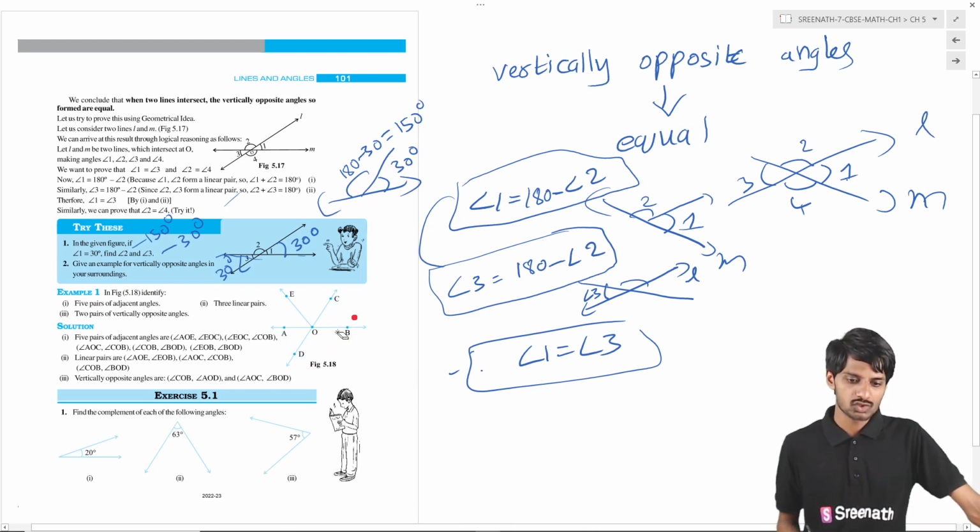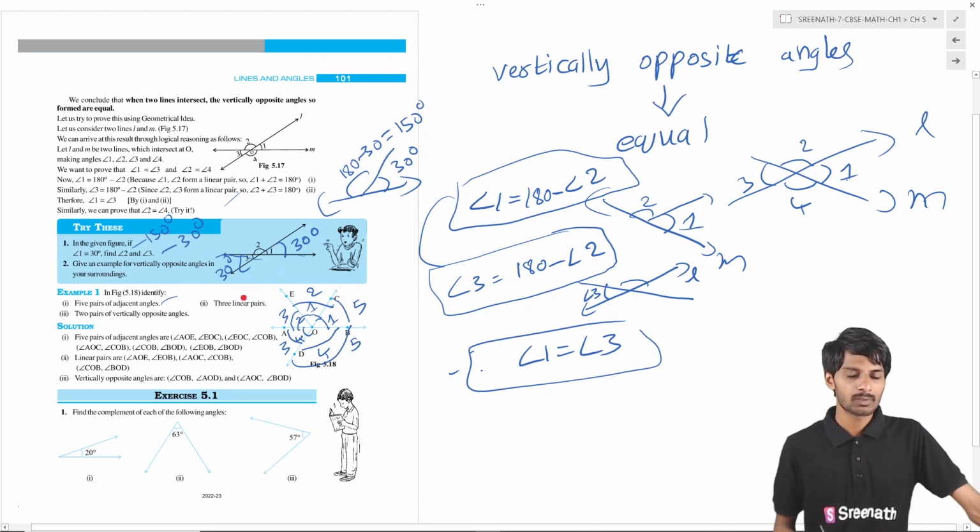Now I will name it, students. First pair. Next, second pair of adjacent angles. Next is the third pair. Next is the fourth pair. Next is the fifth pair. So finally you get 5 pairs, students, 5 pairs of adjacent angles.